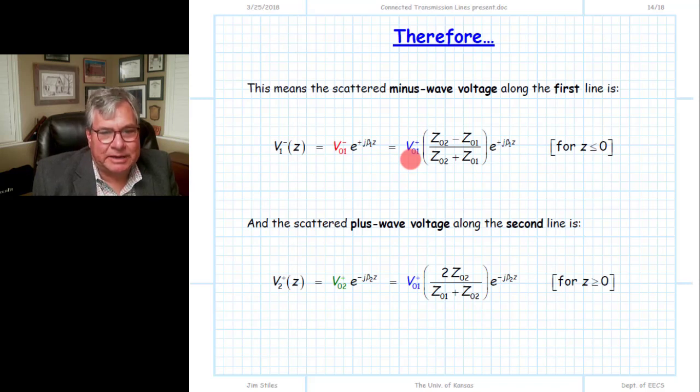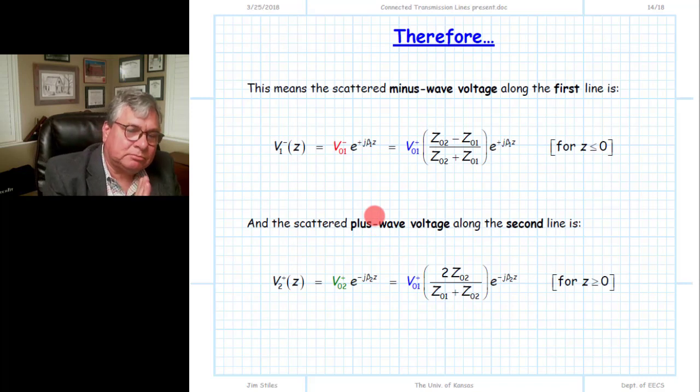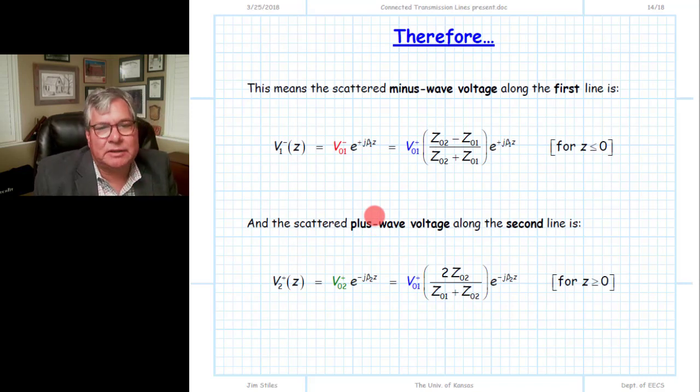So this makes sense that the minus going wave depends on the wave amplitude of the incident wave and depends on the physical parameters of that structure. On the other side of the transmission line, on the second transmission line, where the index Z is greater than 0, again we insert the value for Z02 plus that we just calculated, and we find a result that is dependent on this independent variable V01 plus, the wave amplitude of the incident wave that is propagating down toward our interface.